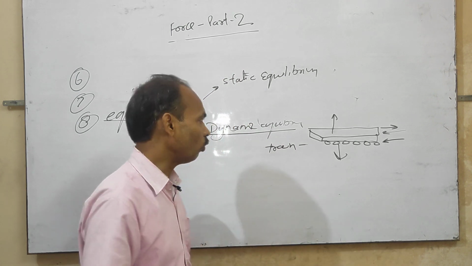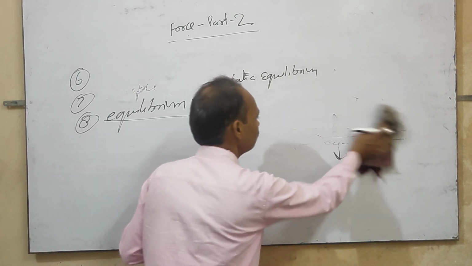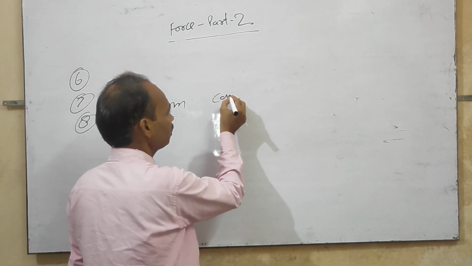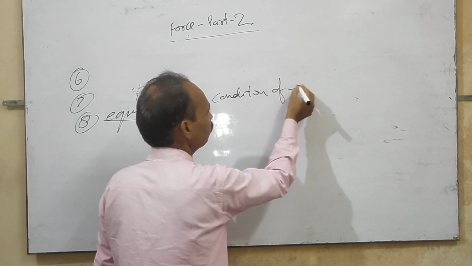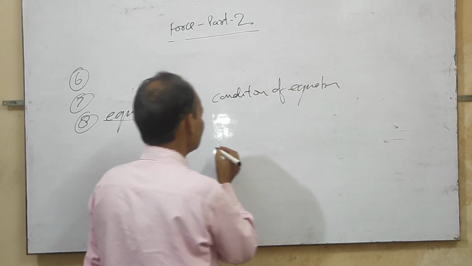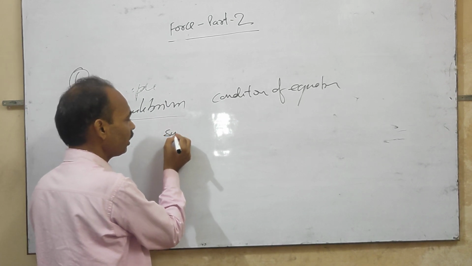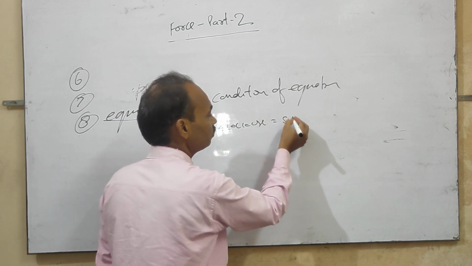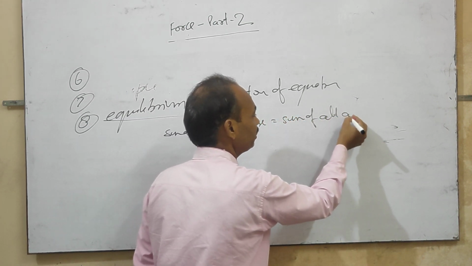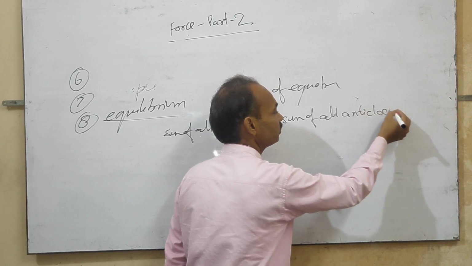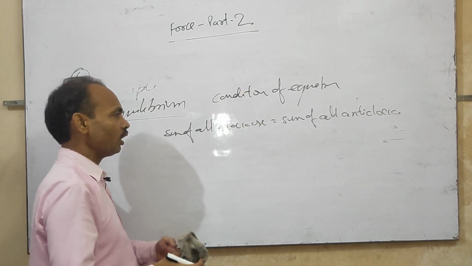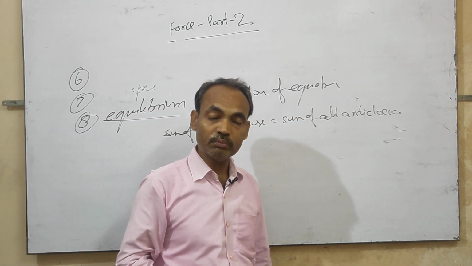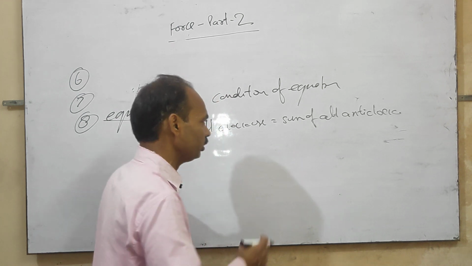What is the condition of equilibrium? How and when does a body become in equilibrium? The condition of equilibrium is that the sum of all clockwise moments is equal to the sum of all anti-clockwise moments. If the sum of all clockwise and anti-clockwise moments is the same, then the body is at equilibrium.